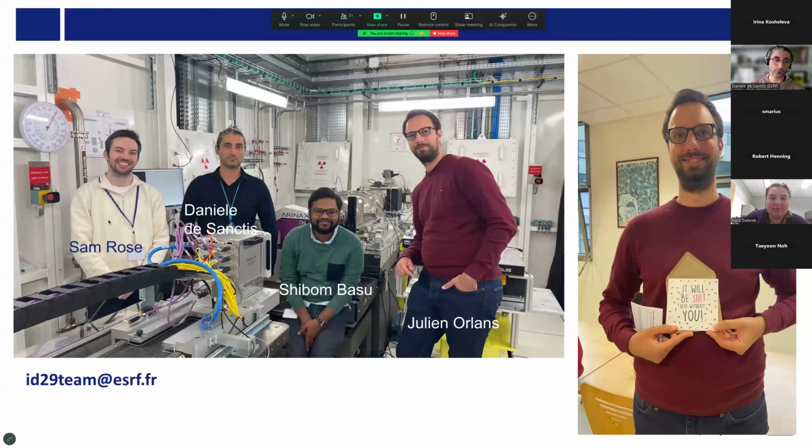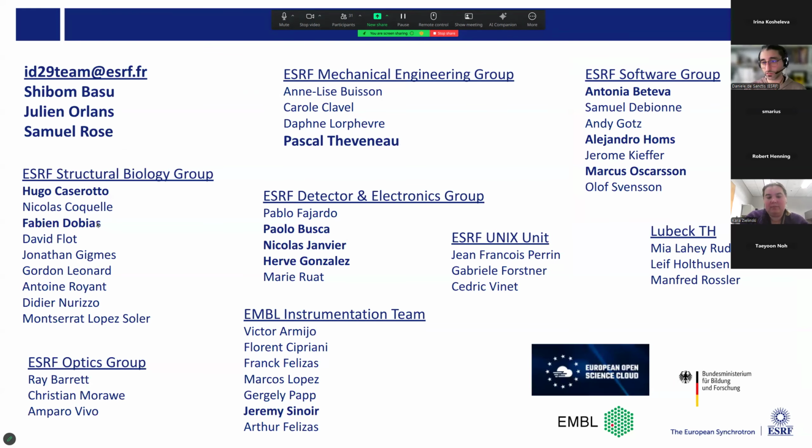This is Sam, a postdoc who is also doing a lot of radiation damage analysis, which we can do with these bright beams. And Shibom is my equivalent scientist who works for the EMBL and provides support and development for the beamline. And of course, there are a lot of people to thank, all the people who participated in the development of the software, the beamline design and the beamline commissioning. And I think I'm done for now.